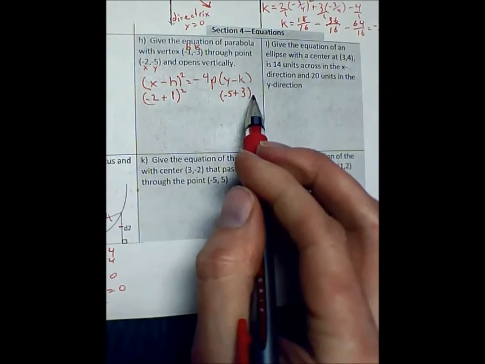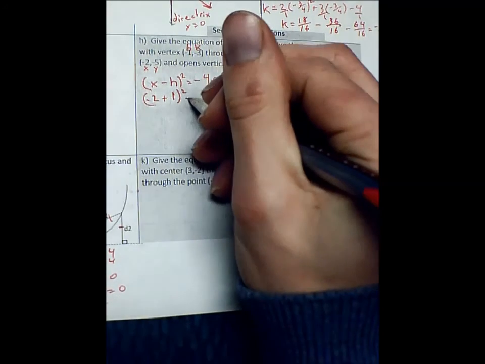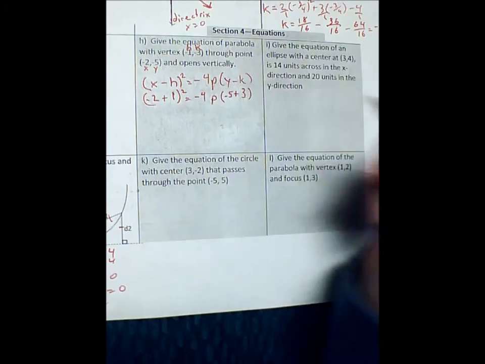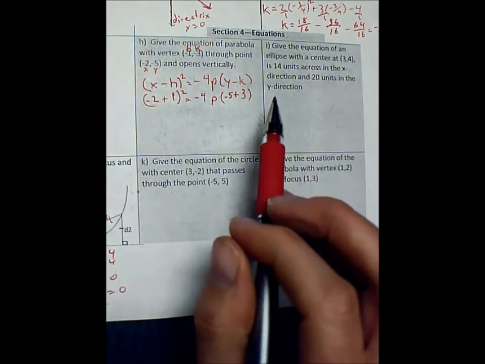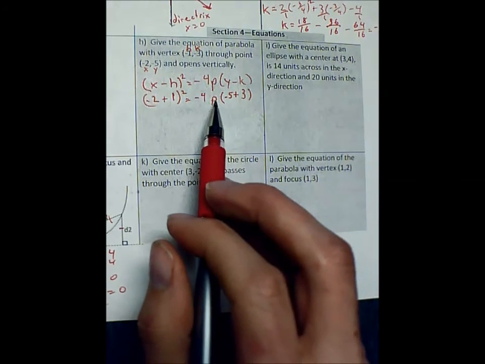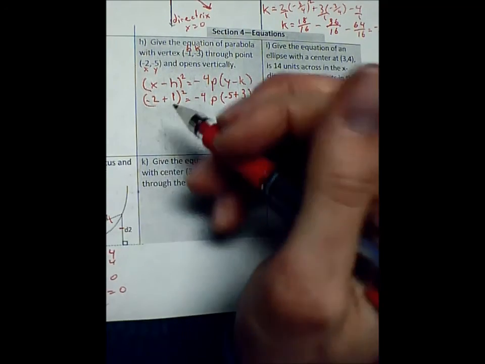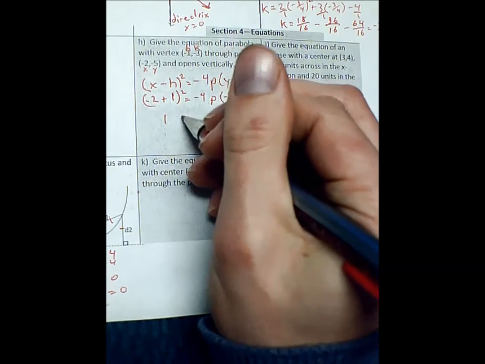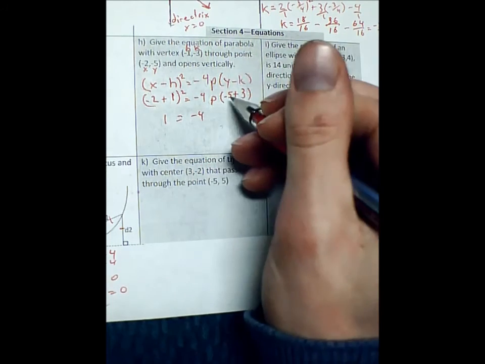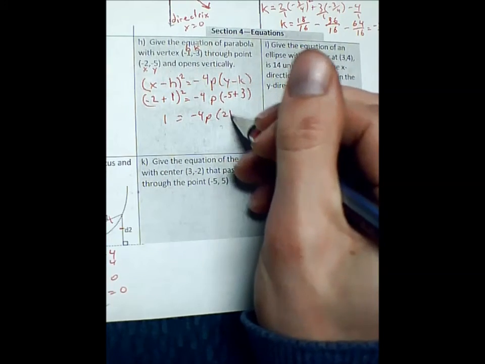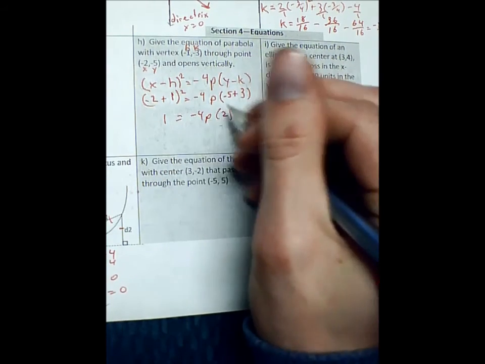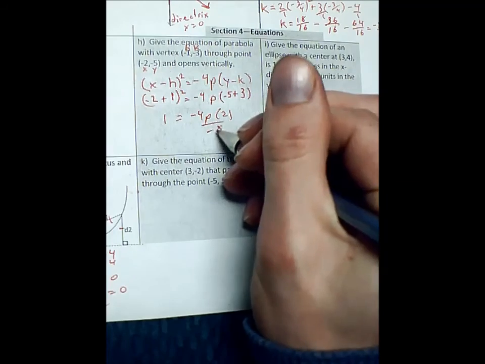Squared on this side, not squared on that side. Don't be sloppy with your squareds. Equals negative 4 times p. Again, negative because I know it's going to open downward. So now all I have to do is solve for p. So negative 2 plus 1 is 1 squared, which is 1. Over here we have negative 4, and then p, that would be times 2. So that's negative 8. So we'll divide by negative 8.